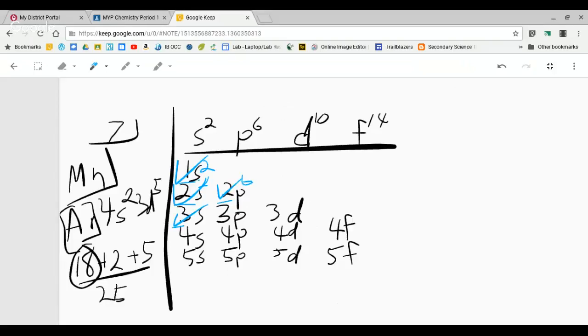11, 12. And then we got another P. That's 12 plus 6 is 18. Then we have another 2. That's a total of 20 so far. And then D holds 10. We don't need all 10. We only need 5 from this guy.